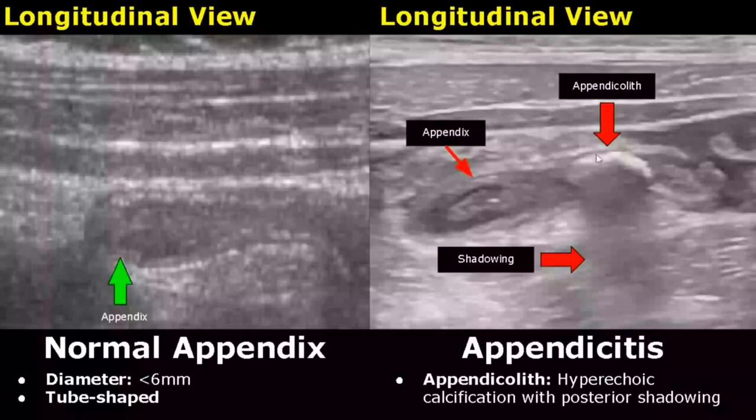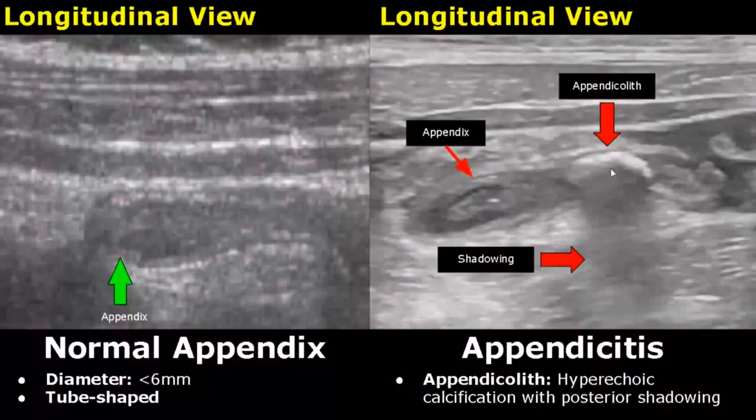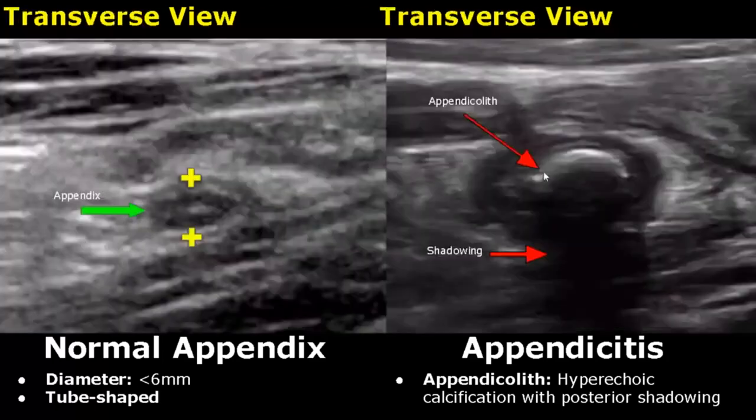Appendicolith is a calcification located inside the appendix. It is hyperechoic and has posterior acoustic shadowing. This image shows us an appendicolith in a transverse view. It is a hyperechoic calcification with posterior shadowing.